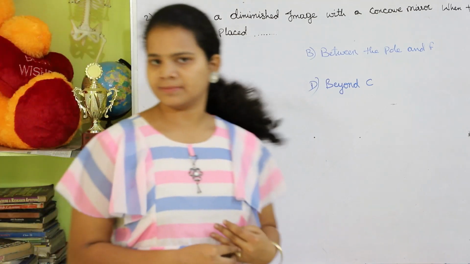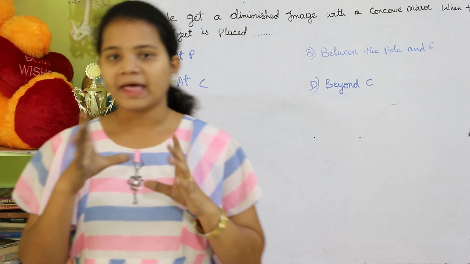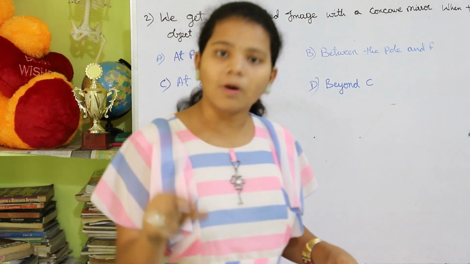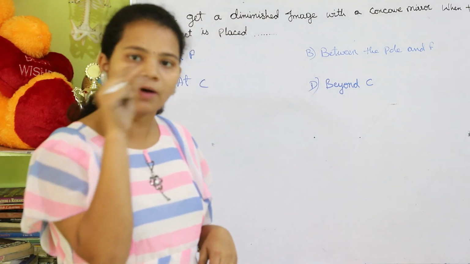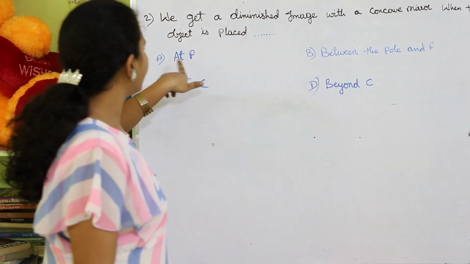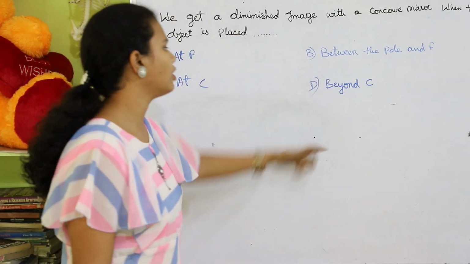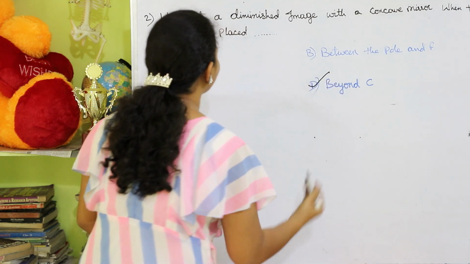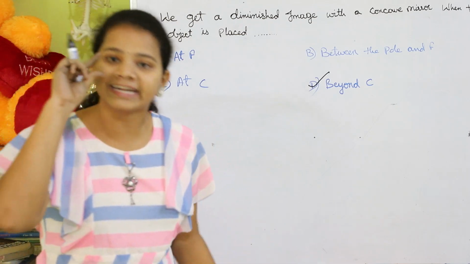Now here we get a diminished image. So firstly, what is diminished? If the image is formed smaller than the object, then it is said to be diminished. We get a diminished image with a concave mirror when the object is placed beyond C. So this is the answer, guys, firstly. If you place the object beyond center of curvature, we will get a diminished image.